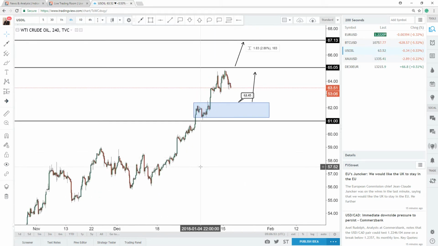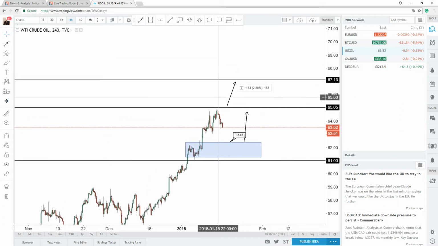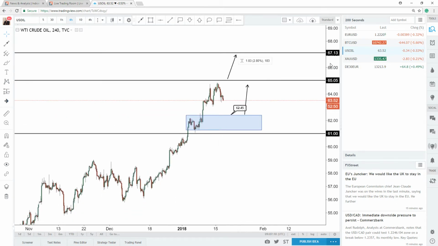Well, they're selling, one, because they want to book profits, but then you have people that are betting on a decline, and these guys are looking at this and saying, well, it rallied quite a bit already, so maybe this can move down. So if we push above here, I think those stop loss orders are going to get triggered, and we could rally to the next point, which is 67.10, 67.13.